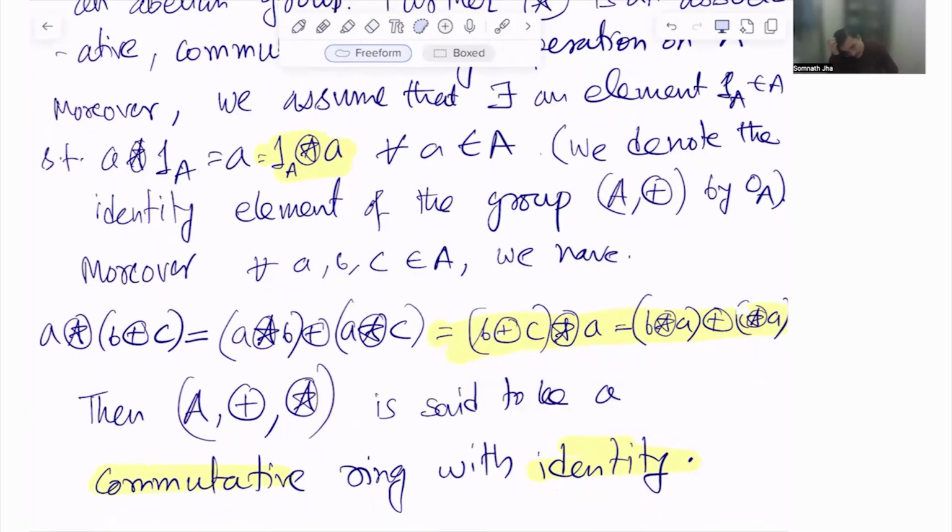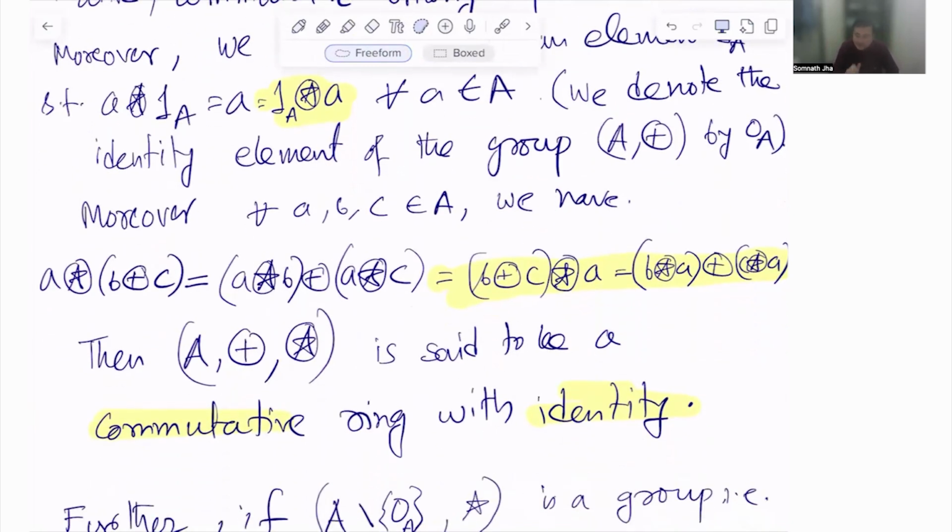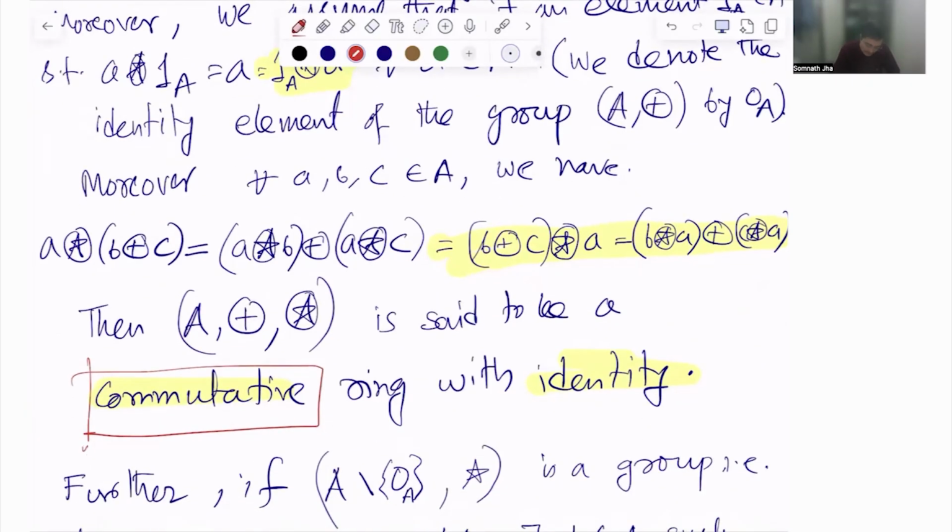Of course, commutative again: A with plus will be abelian, but with respect to multiplication, it need not be commutative. But in this course we are only going to study commutative rings. So this is specific to us. Just like we have focused on abelian groups, we'll focus on commutative rings.